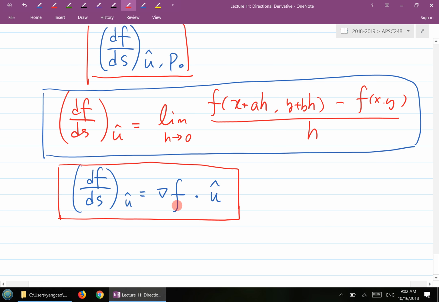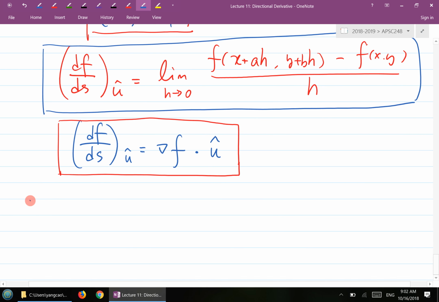So you need to calculate the dot product between the first one, the gradient vector, and the second one, the unit vector, which is pointing to the direction you're moving or you're changing. Okay? So it's simple as that to get the directional derivative. And I'll give you a simple proof here, as to how this formula is derived.